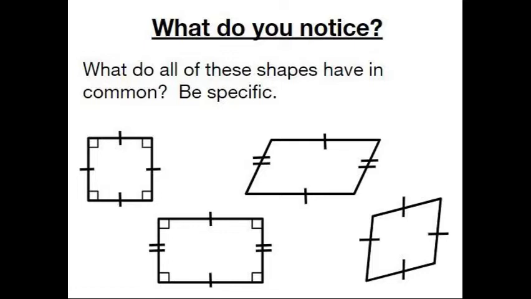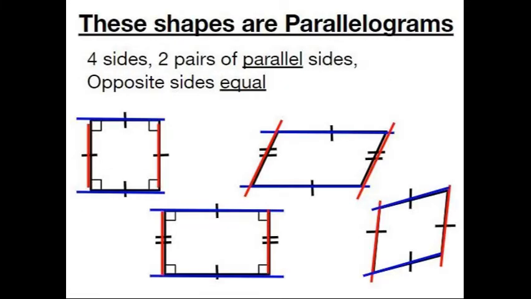If you are not ready to move on, then pause the video. Otherwise, what do you notice about the shapes on the screen? What do all of these shapes have in common? Be very specific. I hope you noticed that they all have four sides, meaning they are all quadrilaterals, but they also have two pairs of parallel sides, and all of their opposite sides are equal.